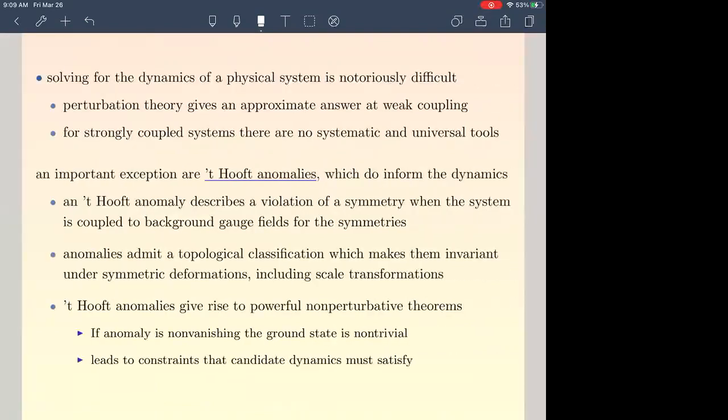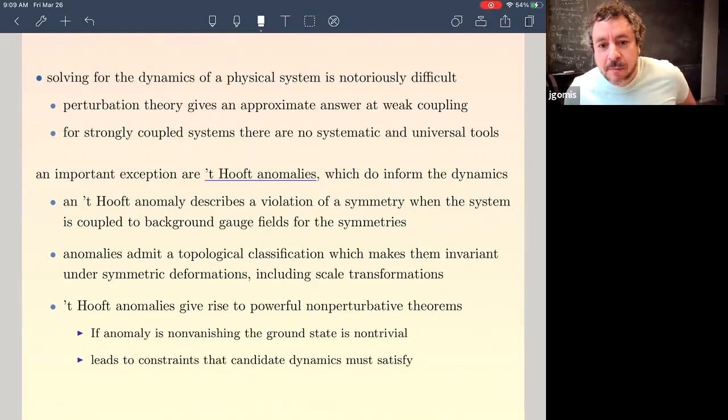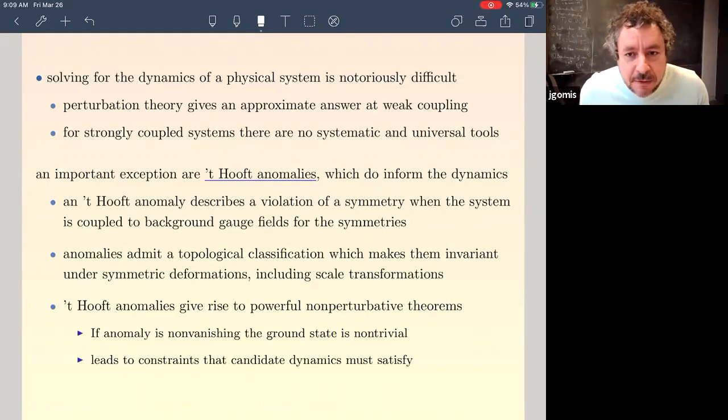Okay, so now that we have parameterized the dynamics using the symmetries, the hard task really starts, which is to solve the dynamics of the system. But this is, of course, extremely hard. If your system has a weak coupling parameter, then you can try to solve the dynamics using perturbation theory. But for strongly coupled systems, there really are no systematic or universal tools to discern what the dynamics actually is. An important exception to this is 't Hooft anomalies, which do not tell us what the answer is, but inform the dynamics. Essentially, 't Hooft anomalies tell you what the answer cannot be in the space of all possible answers, and give you possible candidates of what the answer can be.